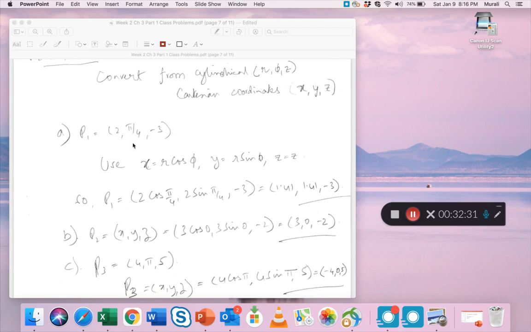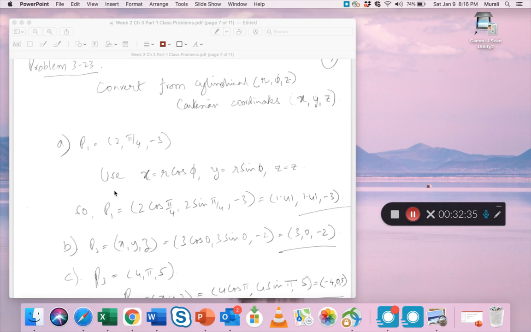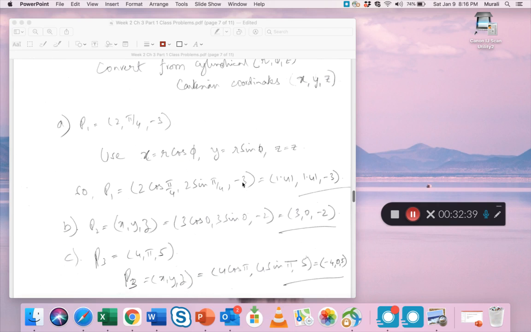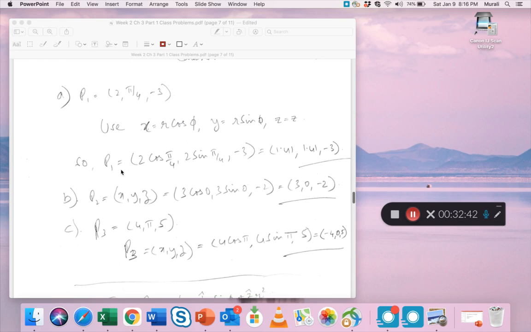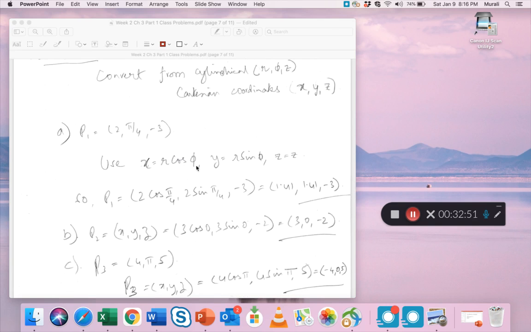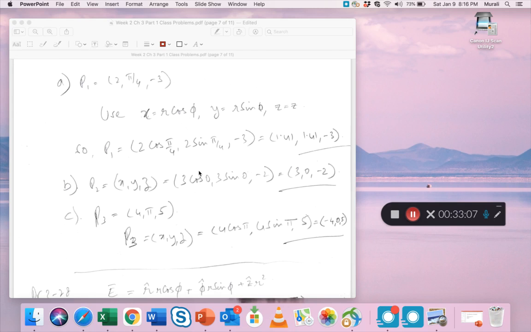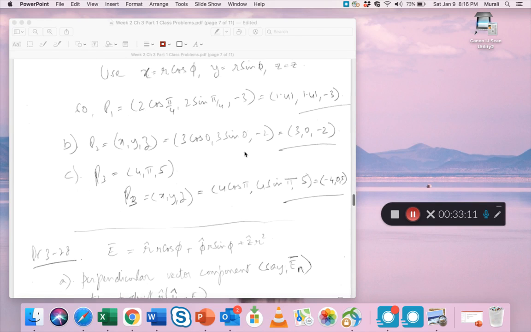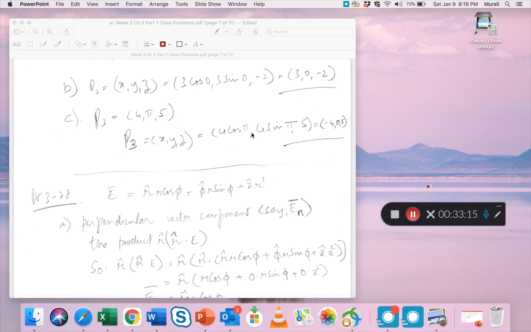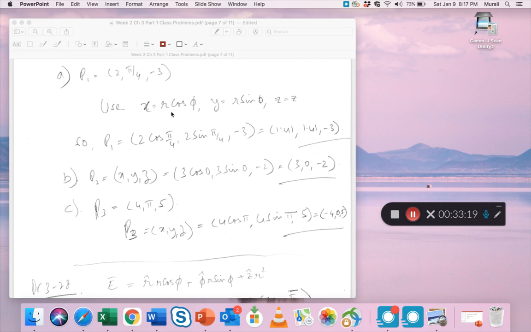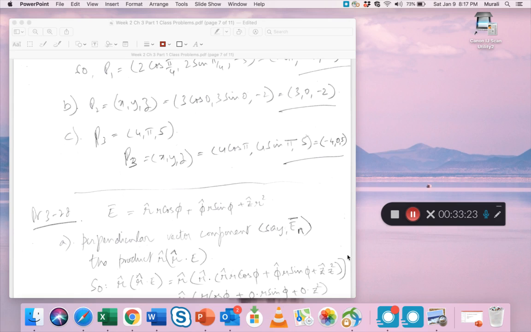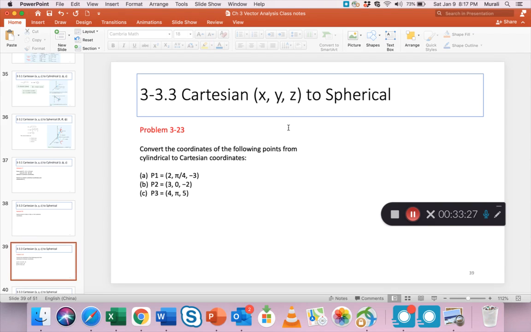You're given P1 equals 2, pi by 4, minus 3. So I'm using these formulas: x equals r cos phi, y equals r sin phi, and z remains the same. So P1 becomes this, as you can see. And so what you get is in Cartesian coordinates x, y, z. Similarly, P2 is 3, 0, minus 2. There's P3, which starts with 4, pi, phi in cylindrical, r phi z, and we get in Cartesian x, y, z using the same formula: x equals r cos phi, y equals r sin phi, and z remains the same. All right, so that was 323.